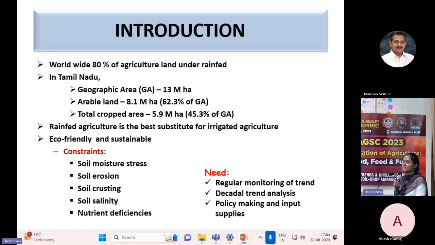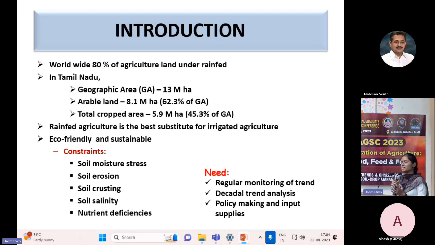As all presenters have said, there is a decrease in cultivable or arable land with the increase in population and the increase in demand for food grain production all over the world, as well as in India. But even though we have a huge amount of rain-fed area, we are only concentrating on the irrigated area for increasing technologies and yield production. Hence, we need to focus on the rain-fed area for increasing the production.